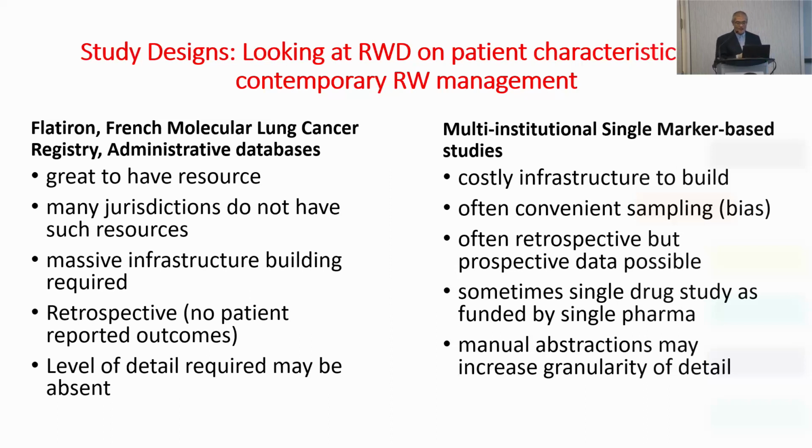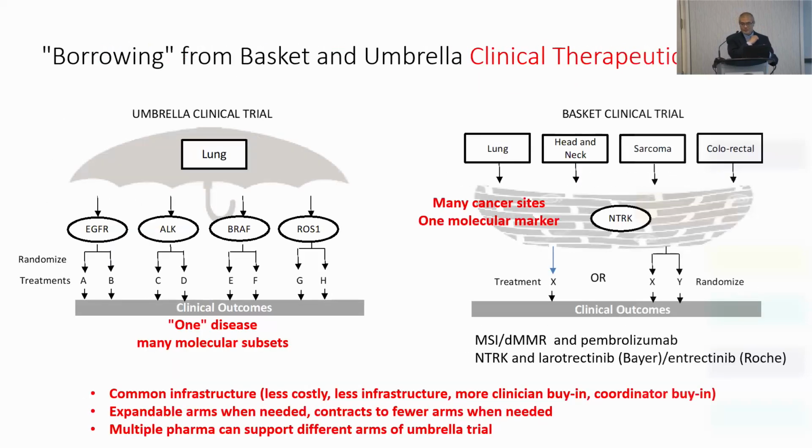Or you can do multi-institutional single marker-based studies, right? But they're costly, and you're doing it like a one-off study in this case. So doable, but quite expensive. So we were thinking over the last number of years of taking or stealing from the clinical trials world, where they have these things called basket and umbrella trials.